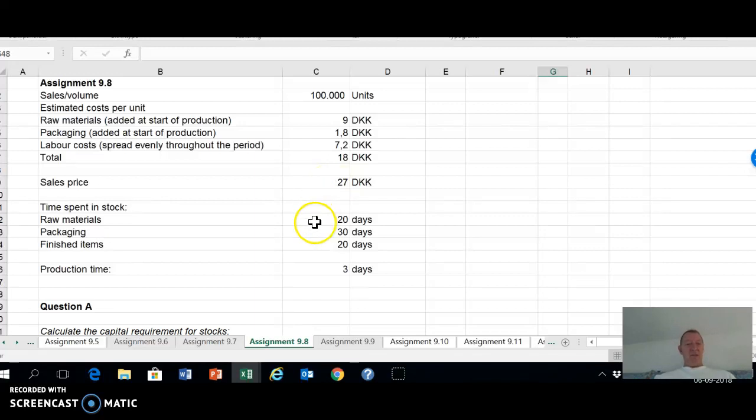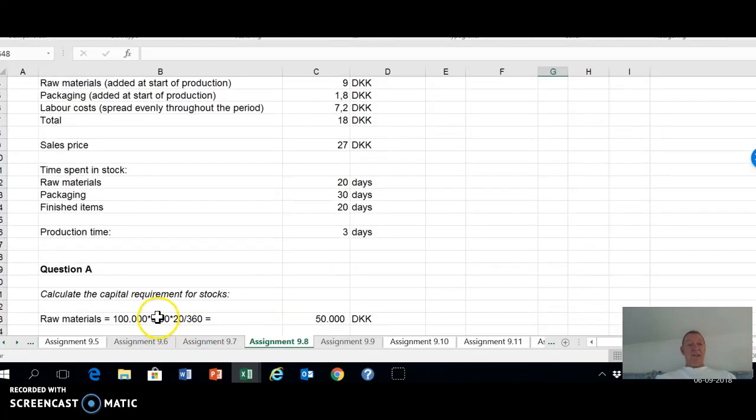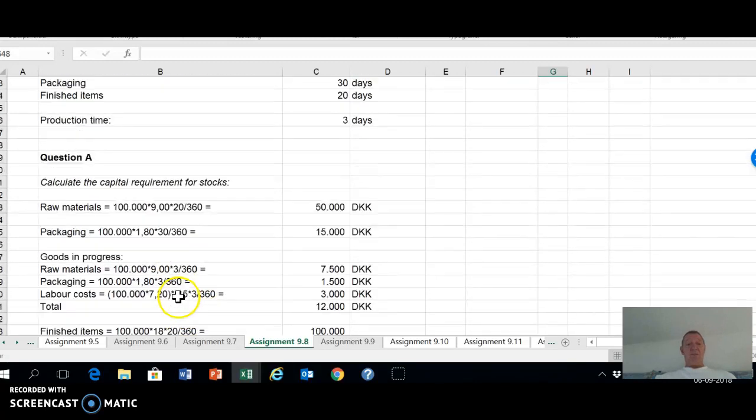And then we have a sales price of 27 per unit. And then we are told that raw materials we have for 20 days, packaging stuff we have for 30 days, and finished items we have them for 20 days. At the production time, it takes 3 days to finalize a product. And then we are asked to calculate the capital requirement for stocks.